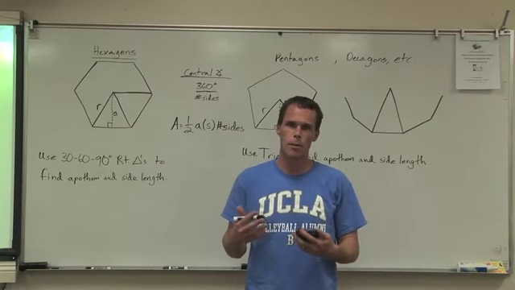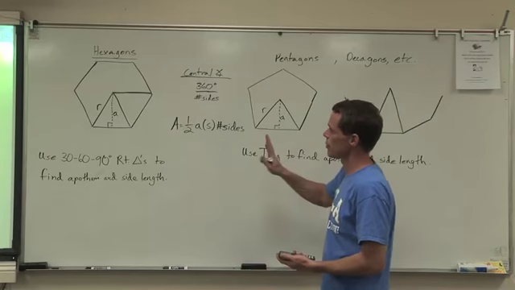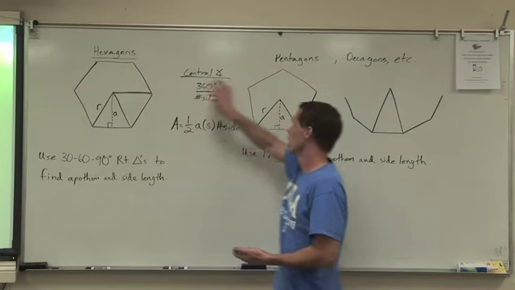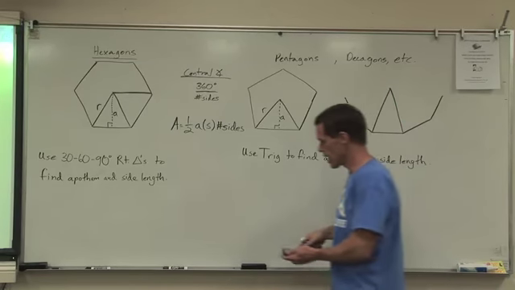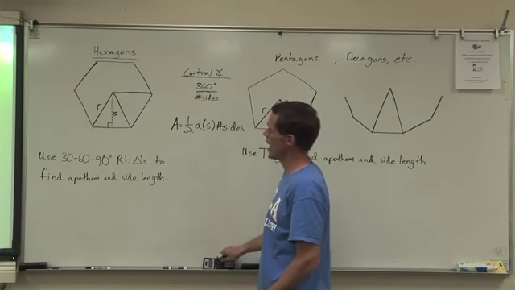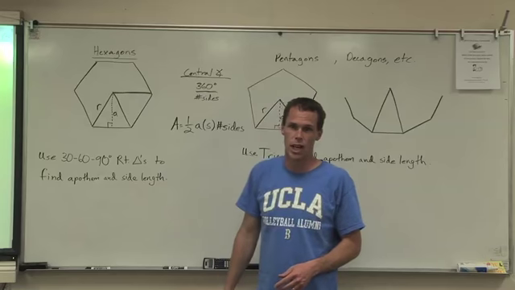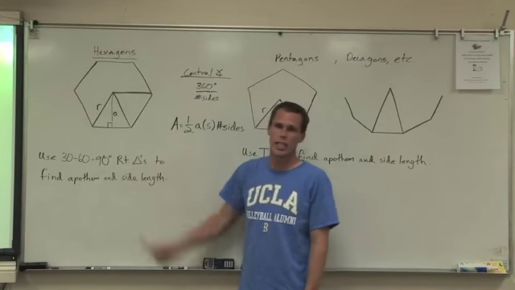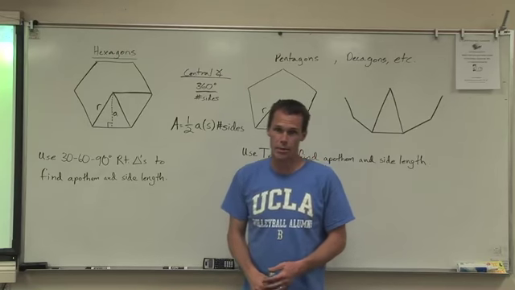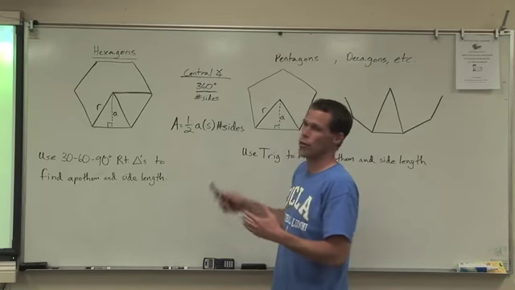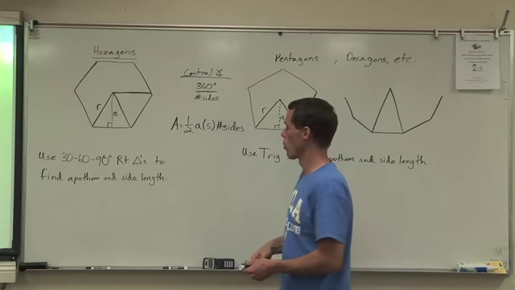Okay, so now it's time to put that idea to work with a couple different shapes. We have a hexagon, a pentagon, and I have the beginning drawing of a decagon here. The key idea here is to establish that the hexagon is a special one of these shapes and that we can use 30, 60, 90 right triangles to find the apothem and the side. Now, where the 30, 60, 90 comes from is what's important.